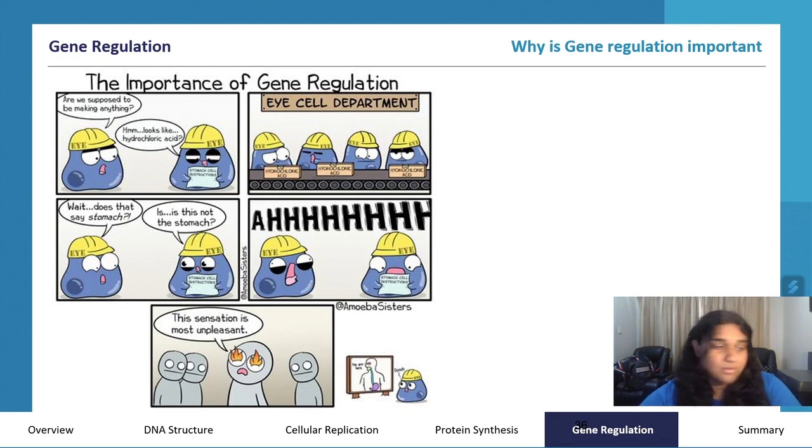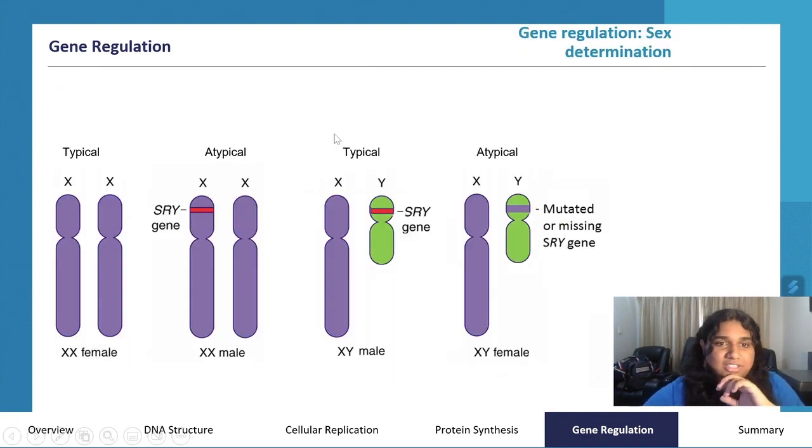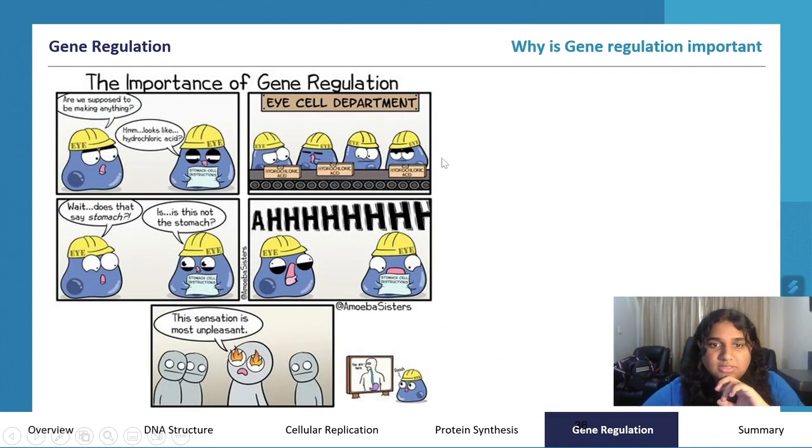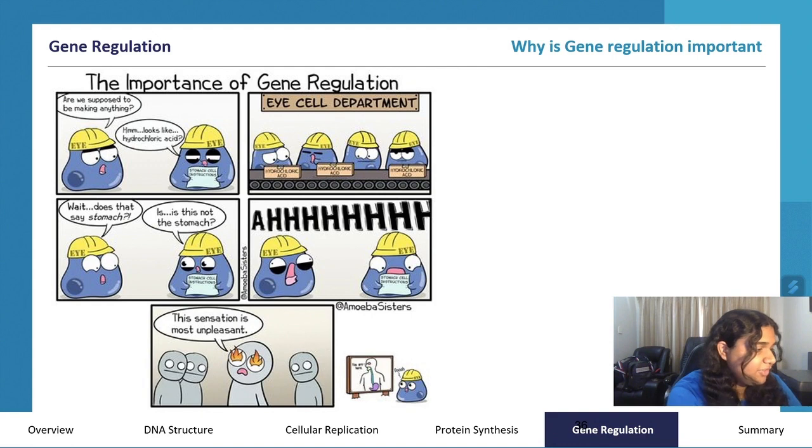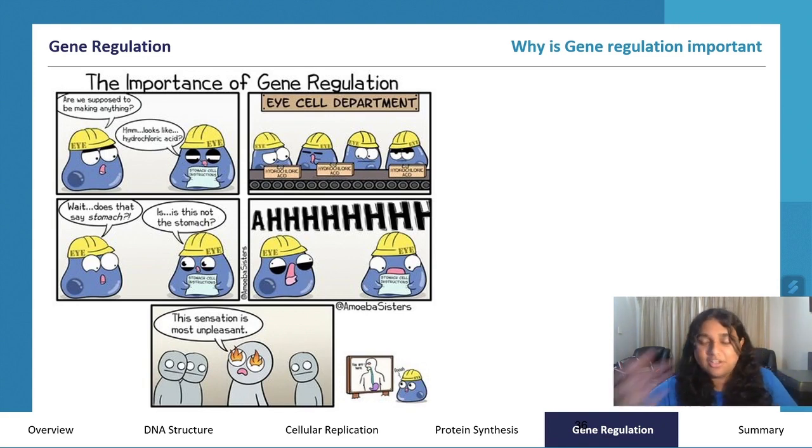So now, thankfully, we go on to our final portion of the lecture, and that is the importance of gene regulation. Gene regulation essentially refers to our ability to switch off genes and switch on genes depending on when we need to switch them on and off.